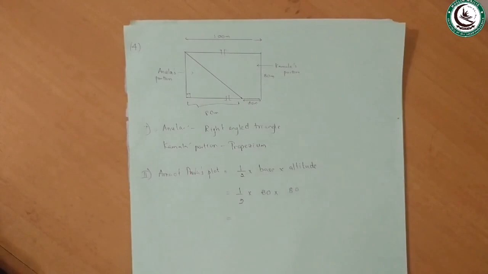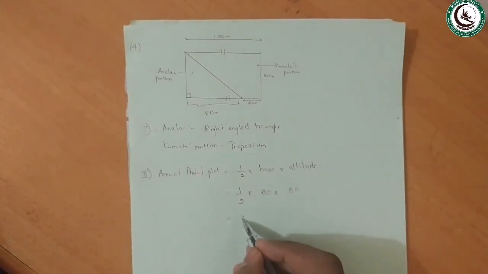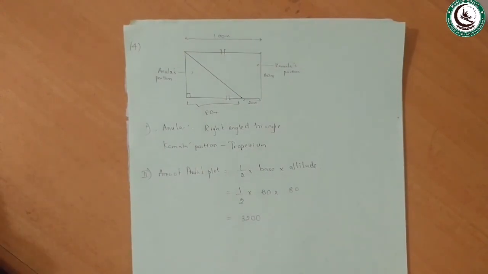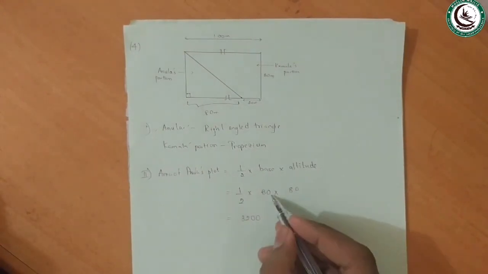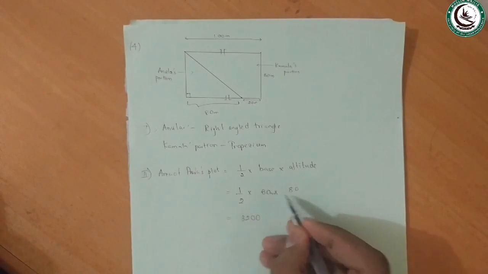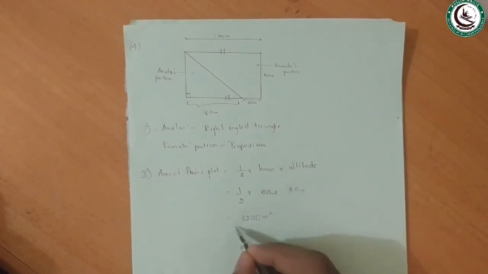This will give you 80 times 80, 6400 divided by 2, 3200. Always remember to put the units. This is meters, so square meters.